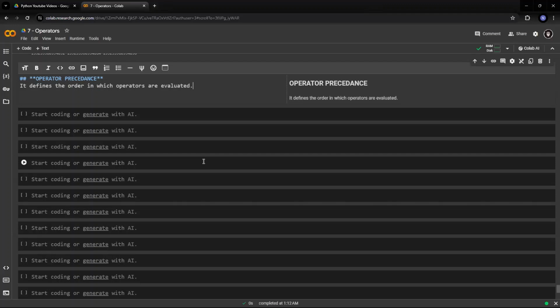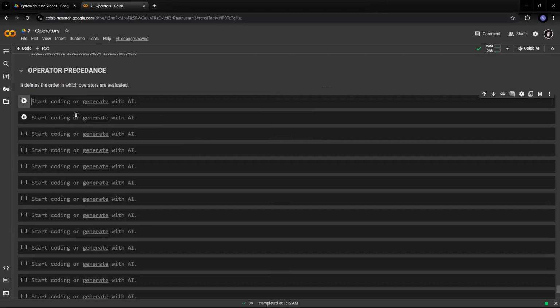So we have strict guidelines of how the operators would be evaluated. Now, if a certain expression contains multiple operators, the order of evaluation is determined by the order of precedence. For example, if I have A equals 2 plus 3 into 5.